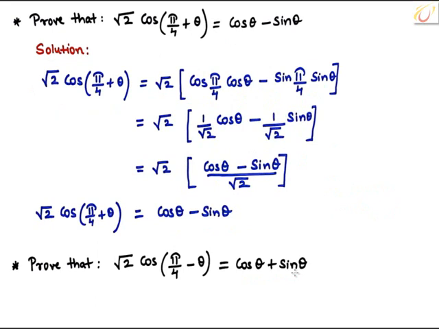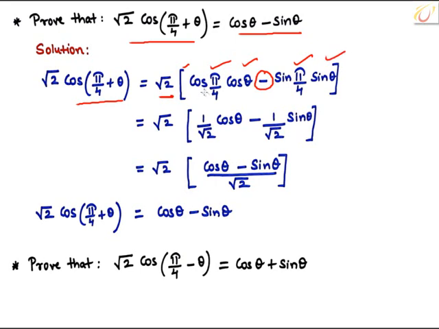Let us move to the next sum. So whatever we did with sin, let us try with cos. The sum is root 2 cos pi by 4 plus theta is equal to cos theta minus sin theta. So again the steps will be same. This root 2 we keep outside the bracket. Inside this bracket we use the formula of cos a plus b. What is the formula? Cos a cos b minus sin a sin b. In our case it will be cos 45 cos theta minus sin 45 sin theta.